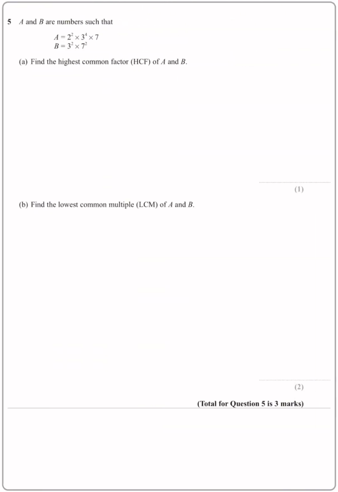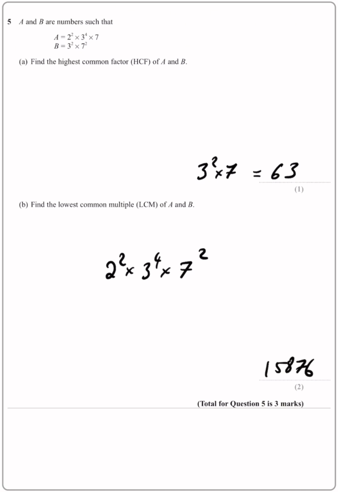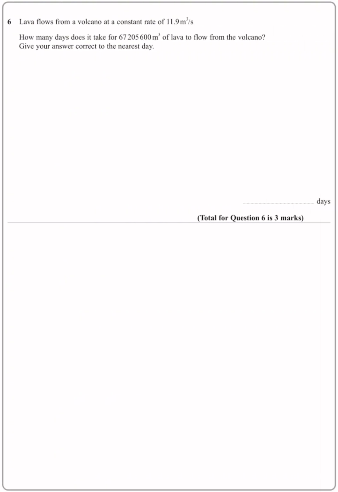For 5a, looking at the prime factors in both, we've got a 3 squared in both and a 7 in both. So 3 squared times 7 is 63. Then for the lowest common multiple, we've got a 2 squared, 3 to the power of 4, and 7 squared. That's 15,876.